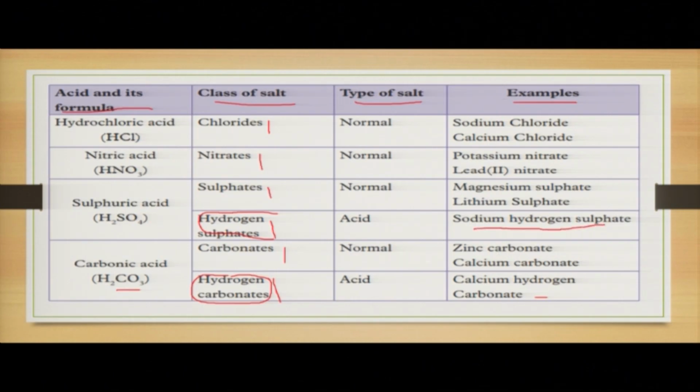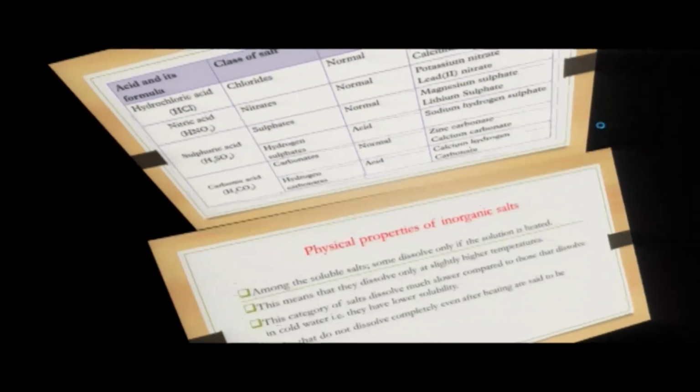So these are normal salts. Sodium hydrogen sulfate, it has the hydrogen in it. But the rest of these sulfates we look at here in the table, all those are normal because there is no hydrogen. Sodium chloride, calcium chloride, potassium nitrate, lead nitrate, magnesium sulfate, lithium sulfate, all those are normal salts.